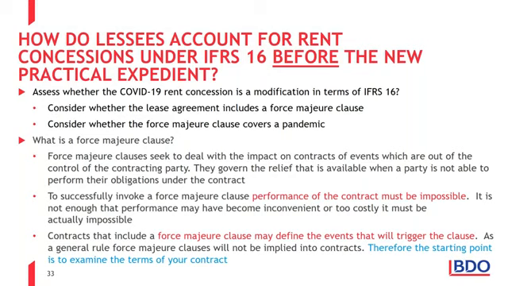A force majeure clause usually seeks to deal with the impact on contracts of events which are out of the control of the contracting party. So it would govern relief that is available when a party is not able to perform their obligations. Now, to successfully invoke a force majeure clause, performance of the contract must be impossible. So it's not enough, or my understanding is it's not enough, that the performance may become inconvenient or too costly. It must actually be impossible.